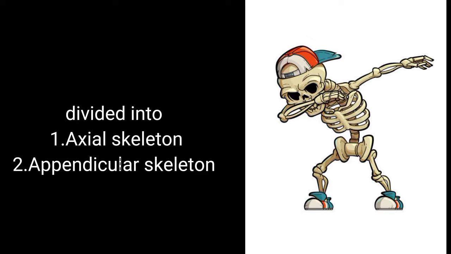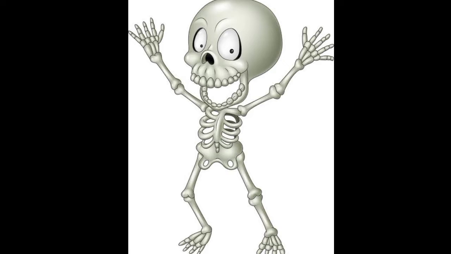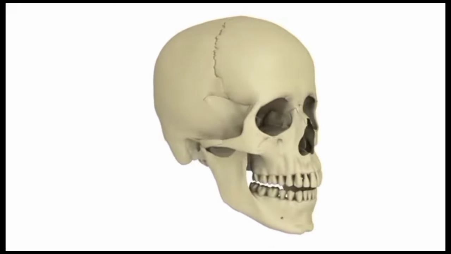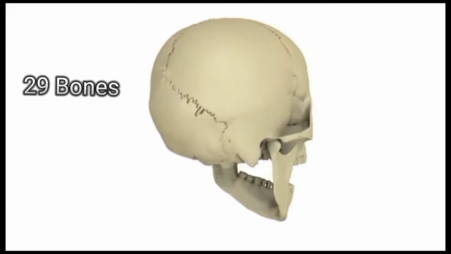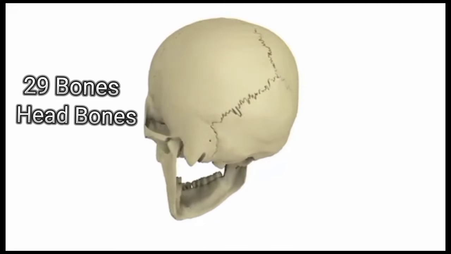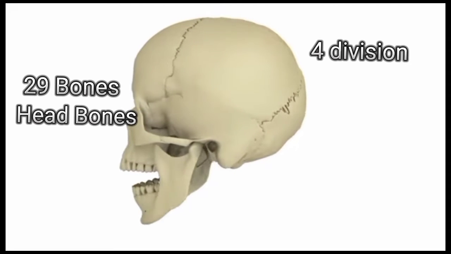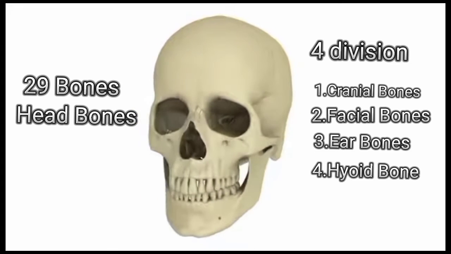Divisions of the human skeleton. The human skeleton consists of 206 bones, which are divided into the axial skeleton and the appendicular skeleton. The axial skeleton includes the skull, vertebral column, and rib cage. Next is the skull. The skull contains 29 bones, which are also known as head bones. These bones are divided into four divisions: cranial bones, facial bones, ear bones, and hyoid bone.